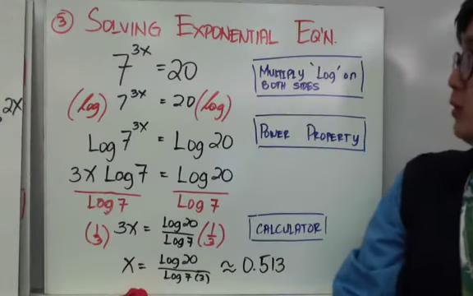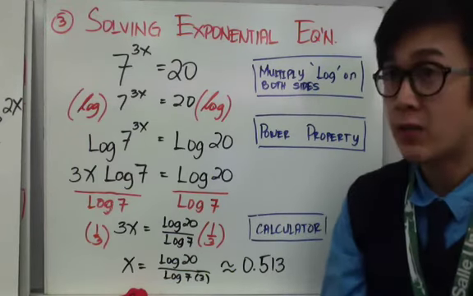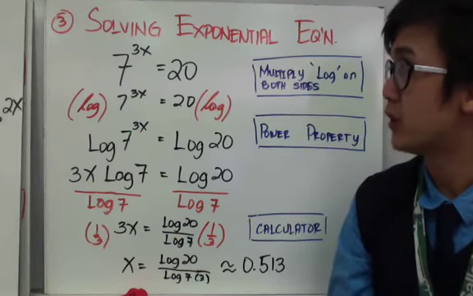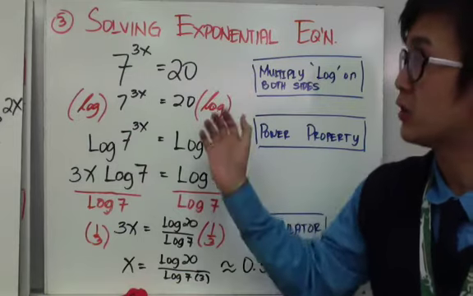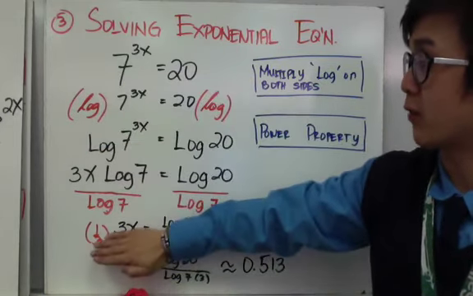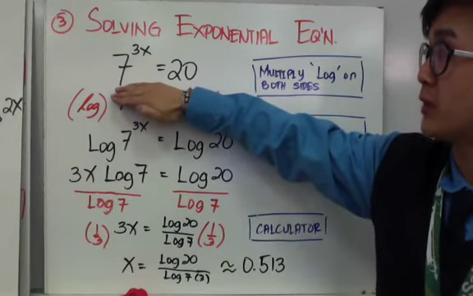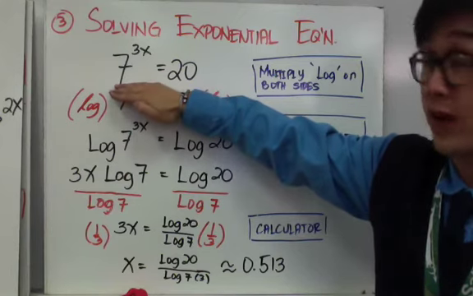In this example, we are given an exponential function. Now we know that an exponential function is the inverse of the logarithmic function. So we can use the properties of logarithms in an exponential function by changing it into a logarithmic equation. Let's start with the problem. We have 7 raised to 3x equal to 20, and we're solving for x.